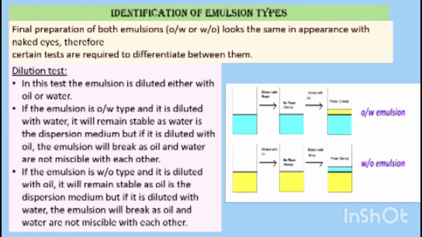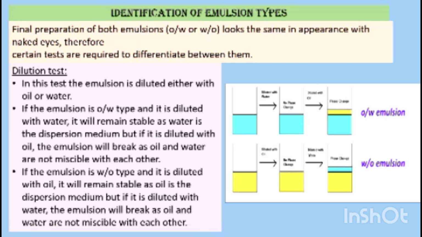Now, let us discuss an interesting topic, that is identification of different types of emulsion. If you are given an unknown sample of emulsion and asked to identify what type of emulsion it is, then you have to use one of these methods to determine the type of emulsion presented to you, as just using our naked eyes to differentiate between W by O or O by W emulsion is quite difficult.